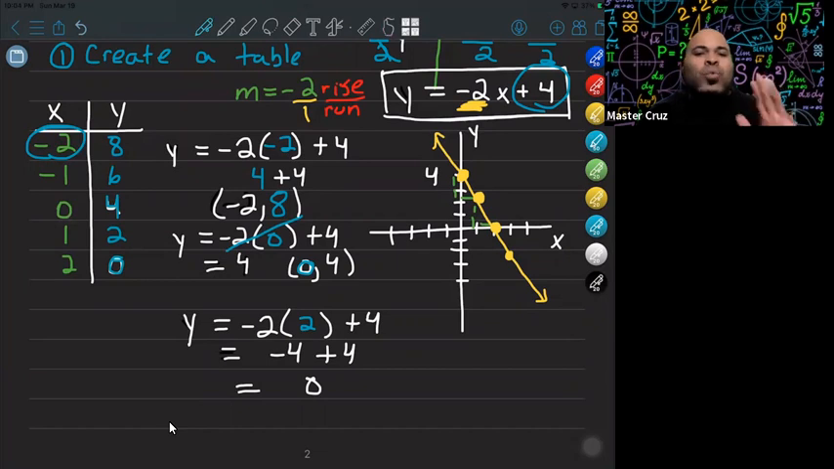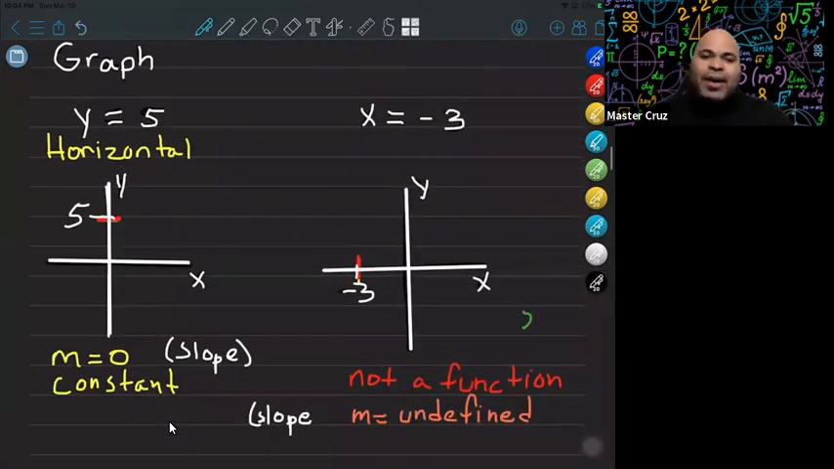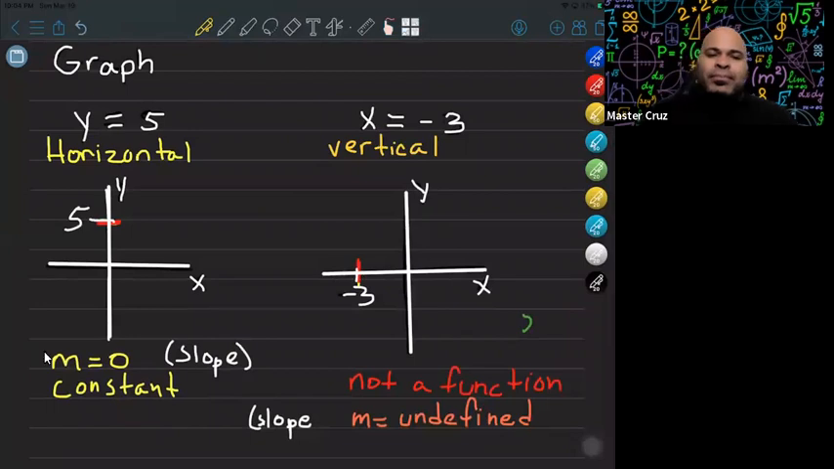Now, there is one last type of graphs, and you need to be able to know how to graph. And those are horizontal or vertical, okay? Vertical lines. So how do we graph these? Very simple. If you look at y equals 5, you could clearly see that 5 is a number by itself. It doesn't have an x, so that is the y-intercept. So I'm going to go to y, the y-axis, and I'm going to mark 5.